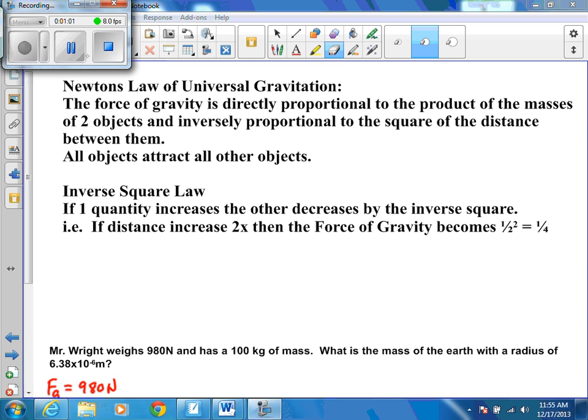Yeah, he is. Now, the other thing it says is that gravity is inversely proportional to the square of the distance between the 2 objects. So what this means is the farther I get away from the center of the Earth, what happens to my weight? Very good. It goes down. Great. So this whole thing ends up being called the inverse square law.